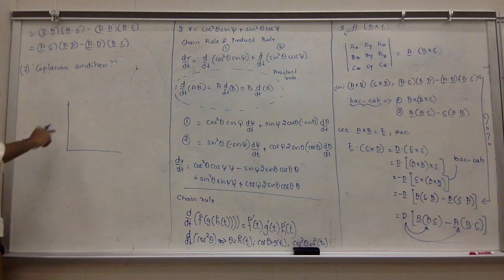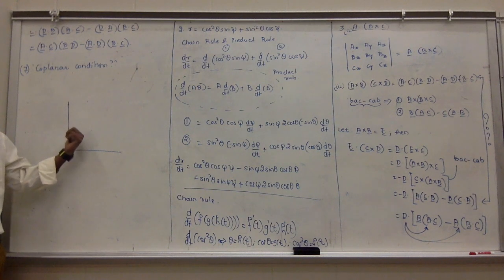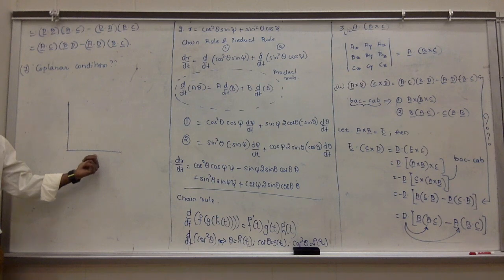But what is the dot product of these two? 0. Why is the dot product 0? Cosine of theta will come with the dot product. Cosine of 90 is 0. If you go by the basic definition, it is the magnitude of this times the magnitude of that times the cosine of the angle between them, and the angle is 90 degrees. If the dot product is 0, that means these two are perpendicular.